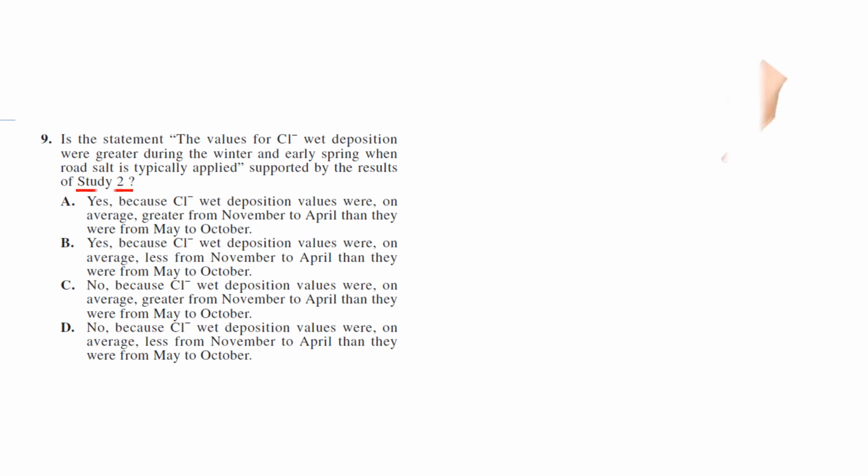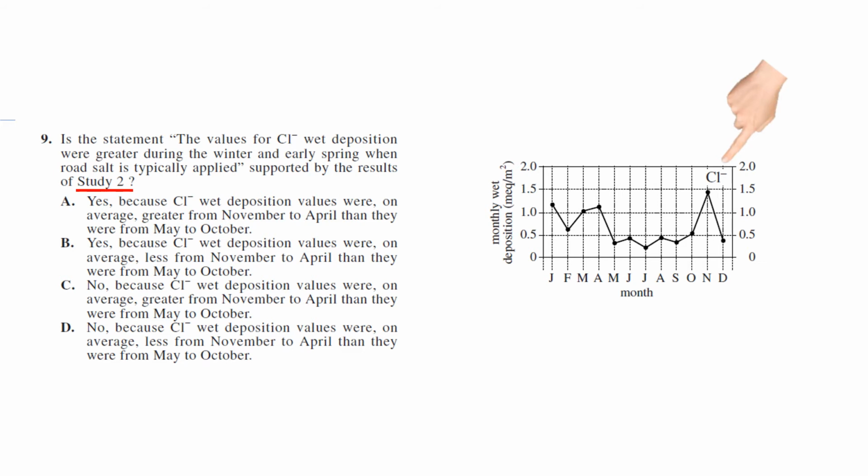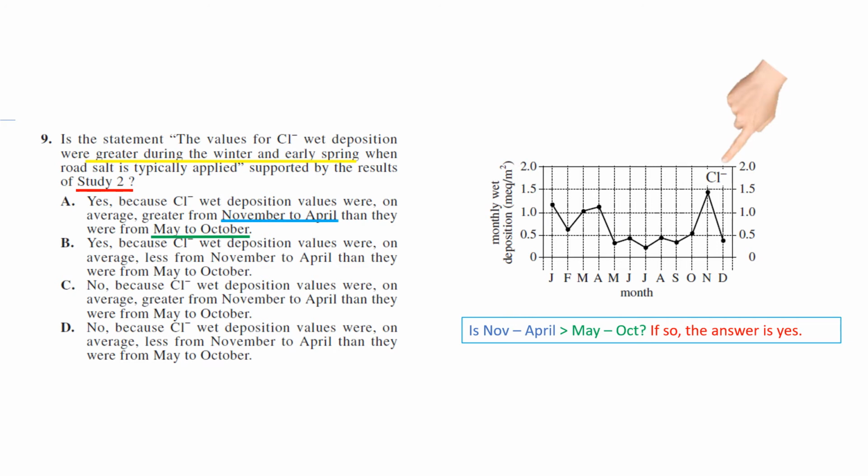Question number 9, we're looking at study 2. So put your finger on study 2. The values for Cl, so we'll make sure they're the right one, greater during the winter than in early spring. So what is winter and early spring? They have winter November to April and spring May to October. So we know where we're looking. So we're basically saying, is November to April greater than May to October? If so, then the answer will be yes.